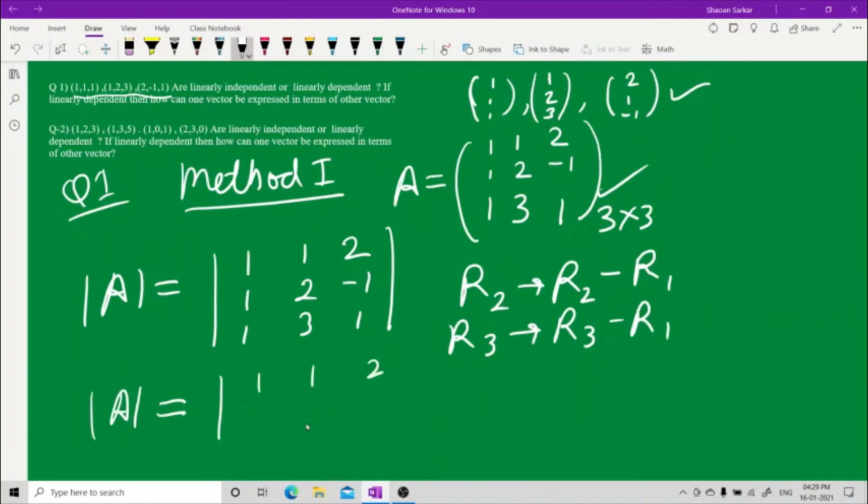1 1 2. 1 minus 1 is 0. 2 minus 1 is 1. Minus 1 minus 2 is minus 3. 1 minus 1 is again 0. 3 minus 1 is 2. And 1 minus 2 is minus 1.